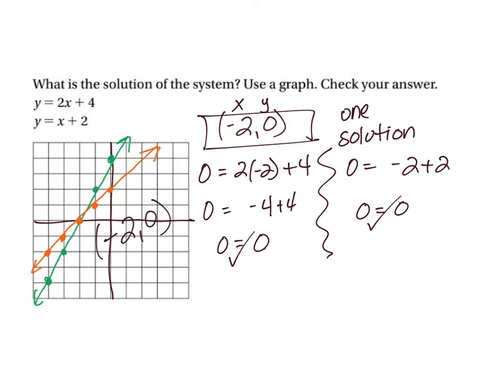Now, I want to talk about the characteristics of these equations when we have one solution. What do you notice about the slopes? We have a slope of 2 and a slope of 1. What can you tell me about them? Are they alike? So then you would say that if they're not alike, then that means they're what? Different. Yes, different slopes. Because we have different slopes, automatically that means we have one solution. That means they will intersect at some point.